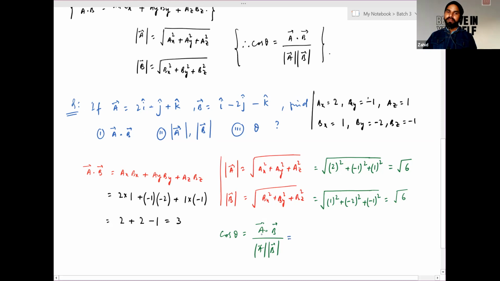If you put the value of a dot b to be 3, mod of a is root 6, mod of b is root 6. So it will be 3 divided by 6, or it will be 1 by 2. So cos theta is 1 by 2, so theta will be 60 degree.